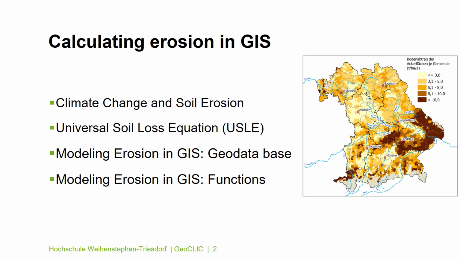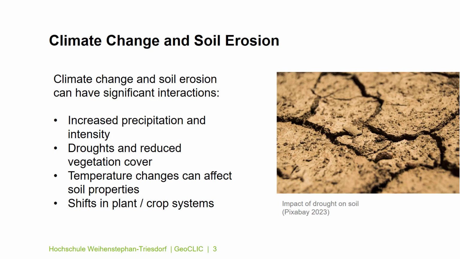First, I will explain how soil erosion is linked to climate change, and then we will look at the key base for the model, the universal soil loss equation, USLE. And afterwards, I will briefly explain how to model erosion in GIS, what you need in terms of data, and then which functions you will need. Please note there's also a hands-on video on how to do this in QGIS. But first of all, let's look at the impact of climate change on soil erosion.